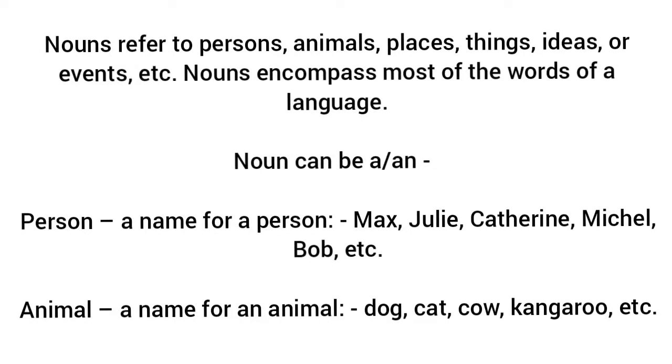Nouns. Nouns refer to persons, animals, places, things, ideas, or events, etc. Nouns encompass most of the words of a language. A noun can be a name for a person. Example: Max, Julie, Catherine, Michelle, Bob, etc. An animal, a name for an animal: dog, cat, cow, kangaroo, etc.